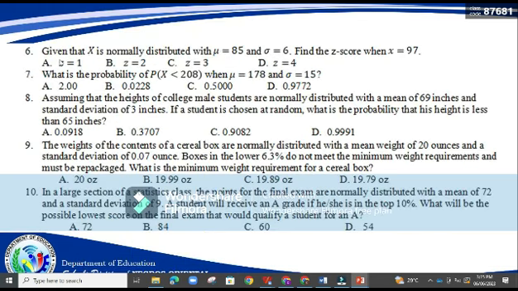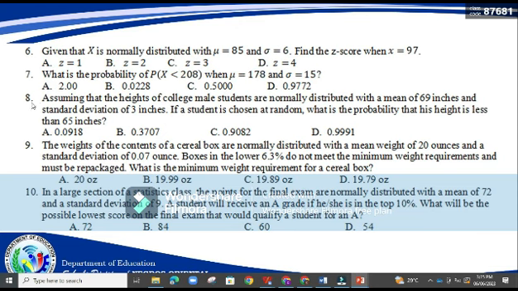Okay, number 6, given the x is normally distributed with mean is equal to 85 and standard deviation is 6, find the z-score when x is 97. A, z is equal to 1, B, z is equal to 2, C, z is equal to 3, D, z is equal to 4. Number 7, what is the probability of x when less than 208 when mean is 178 and standard deviation is 15? A, 2.00, B, 0.0228, C, 0.500, D, 0.9772.